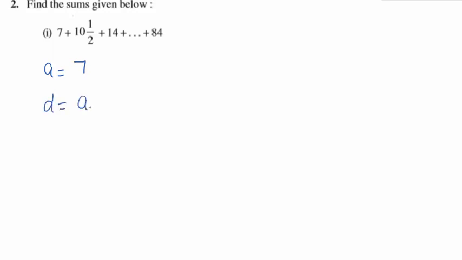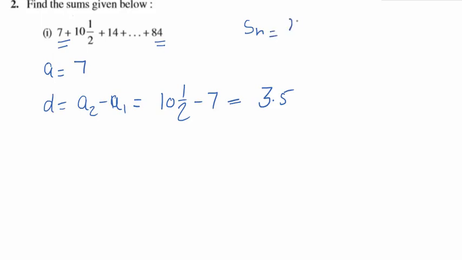D will be A2 minus A1, that is 10 and a half minus 7. This will be 3 and a half. So we have found D, and now we are given the first term and the last term, but the formula is Sn equals n by 2 into a plus the nth term or the last term, that is L. First of all, we have to find the value of n. So how will we find the value of n?